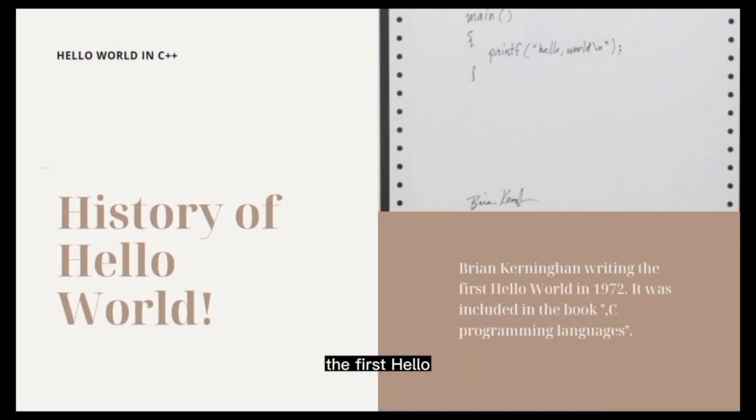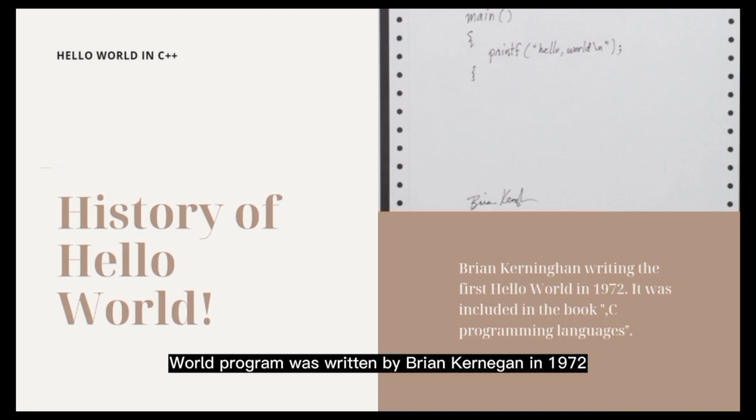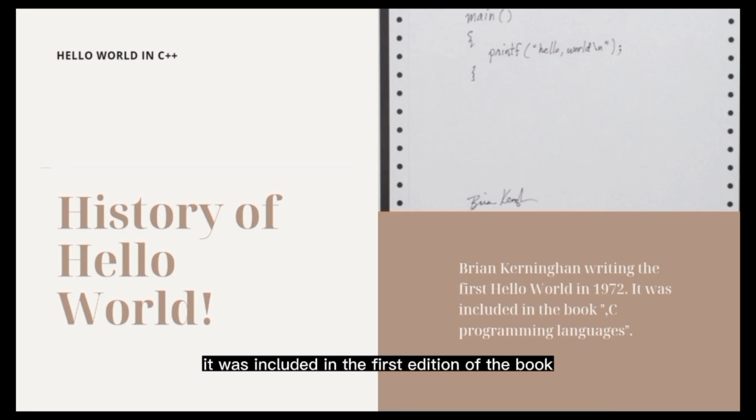The first Hello World program was written by Brian Kernighan in 1972. It was included in the first edition of the book, The C Programming Language, as a way to illustrate the basic syntax of the C language. Since then, Hello World has been used as a first program in many other programming languages.